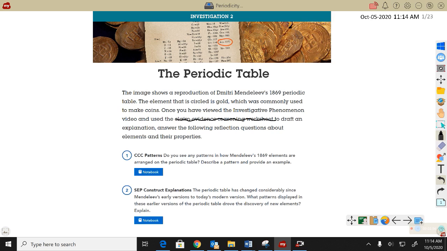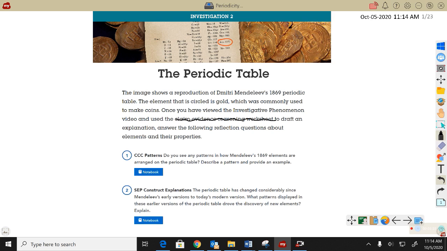Maybe they're grouped by their properties, because then I see some of these bigger groups and it seems like it's a lot of metals like chromium, iron, nickel, cobalt, copper, zinc, and maybe some of the patterns are based on their properties. You could have any of those for number 1.